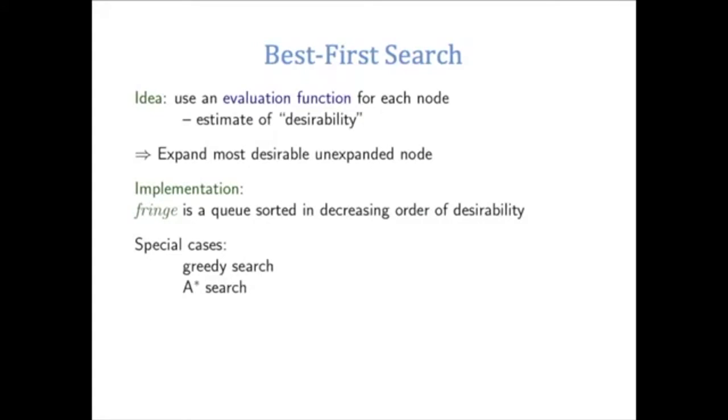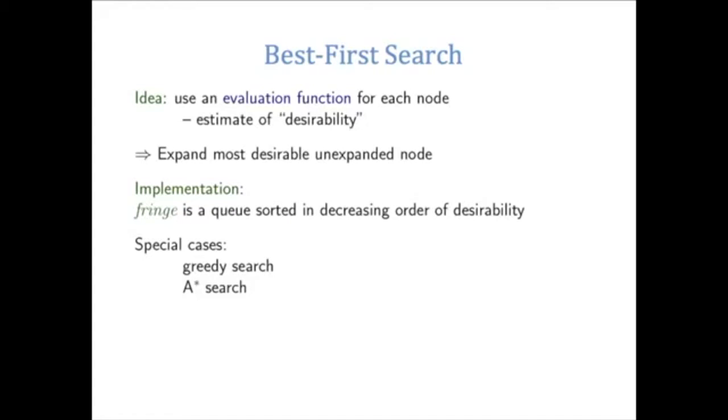So now we turn to informed search, or what's called heuristic search. And the idea is that we use an evaluation function for each node to provide an estimate of the desirability. In other words, is this the path we really want? And what we're going to do is expand the most desirable node, that is the one that promises us the best path in some respect.